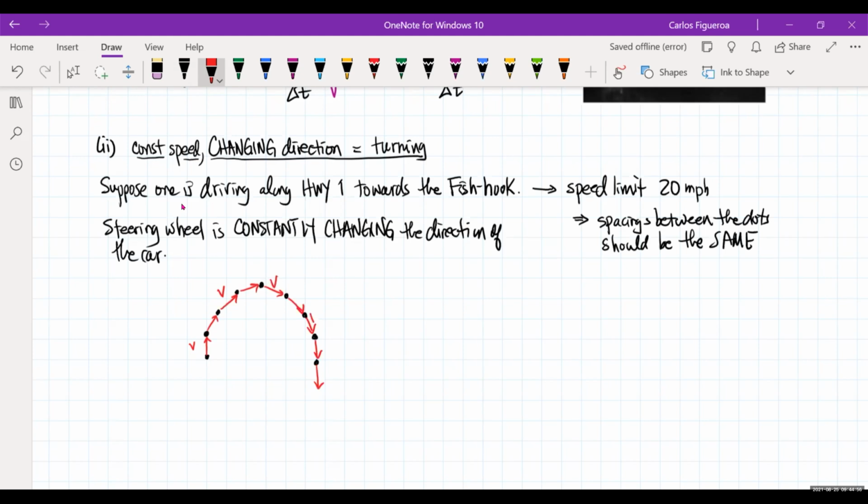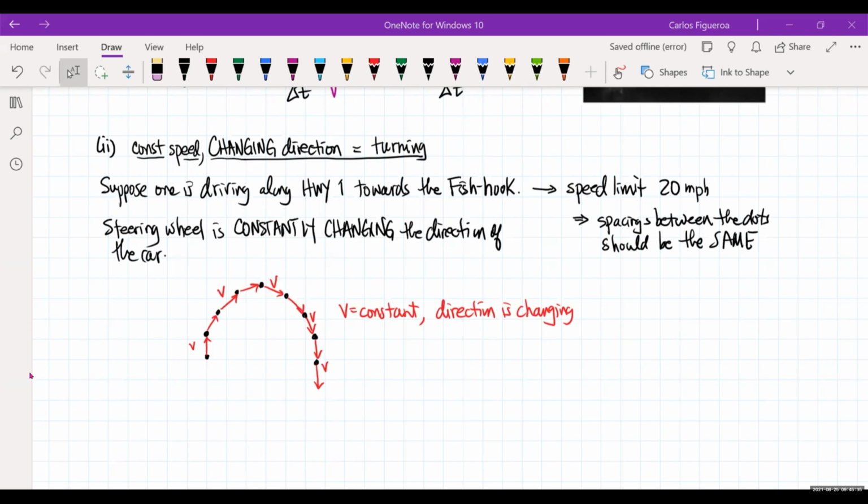But I'm trying to draw these in such a way that the lengths of these are always the same. So the speed here is a constant, but the direction is changing. Therefore, I am changing my velocity. To show you what I mean by that, we can analyze certain pictures to get a sense of what's going on here.